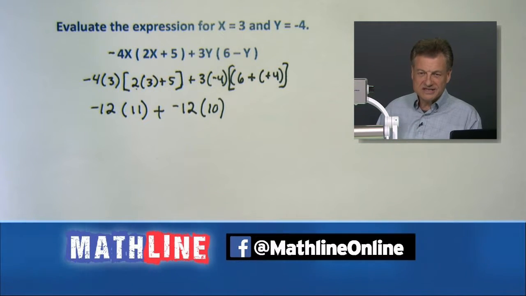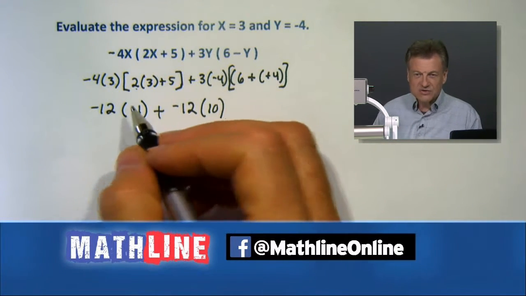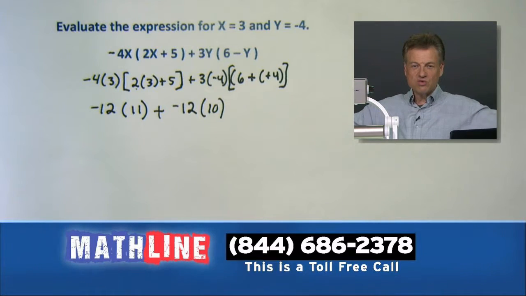Now, let's see where it's going to take us. We're going to get a negative 12 times 11. Now, my friends, do we have our 12s?